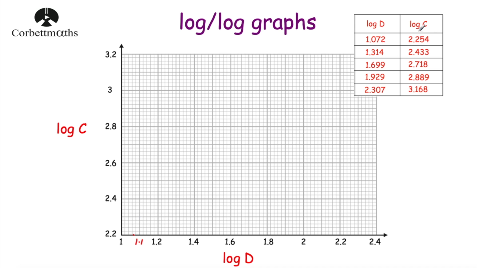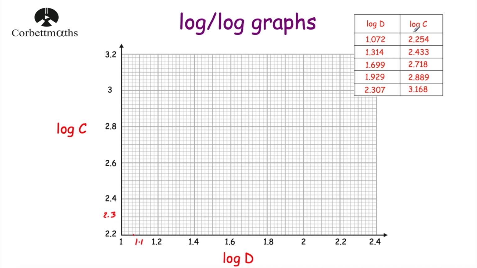And then we need to go up to a height of 2.254. So let's see what the scale is going up vertically. Here we've got 2.2, and this would then be 2.3. So this would be 2.22, 2.24, 2.26, 2.28, and 2.3, and so on. So we're going up in 0.02s vertically as well.